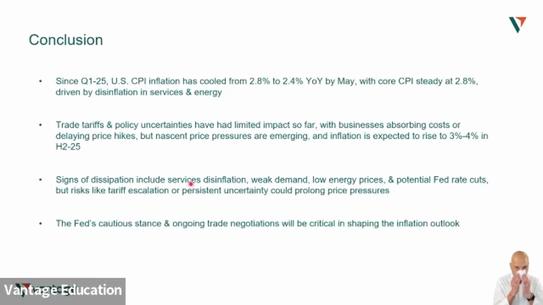Now, to conclude, since the first quarter of 2025, US consumer inflation has cooled from 2.8% to 2.4% year over year by May, with core CPI remaining unchanged at 2.8% for the last 3 months. This was driven primarily by disinflation in services and energy. However, as I mentioned, we've seen energy prices surge over the last week, primarily due to the ongoing conflict in the Middle East.